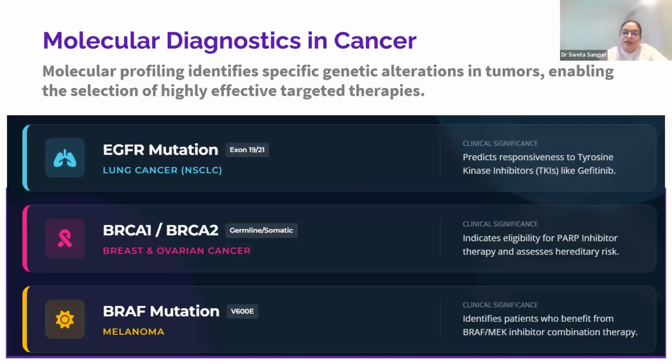Now, the second example I have here is BRCA1 and BRCA2 mutations, which are often associated with breast and ovarian cancers.